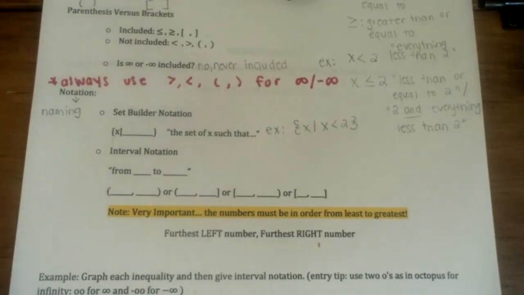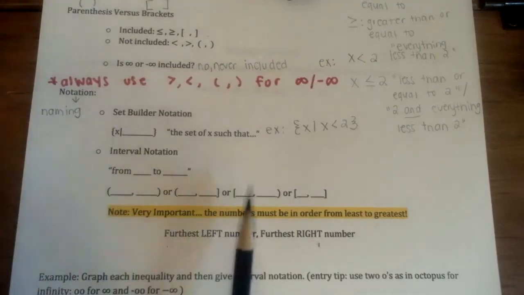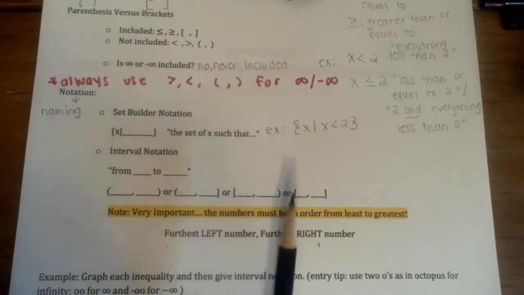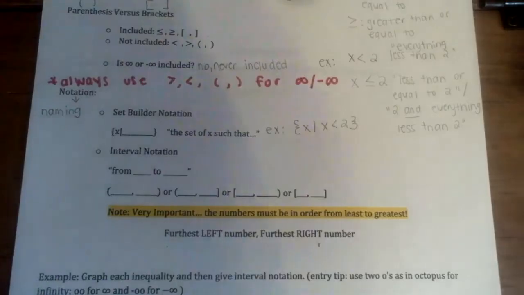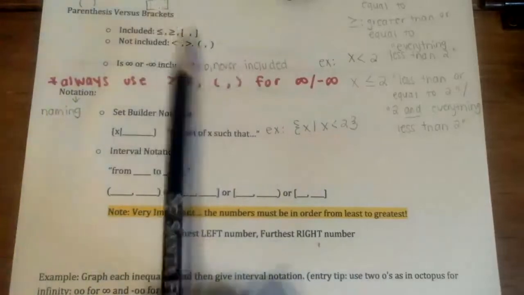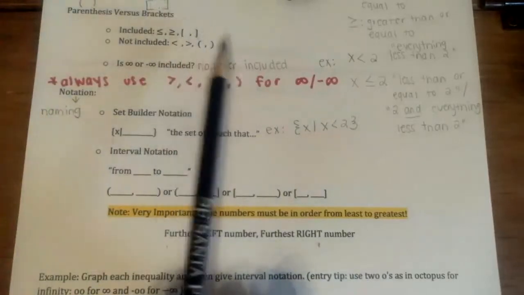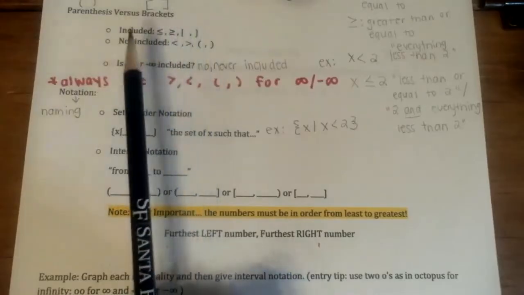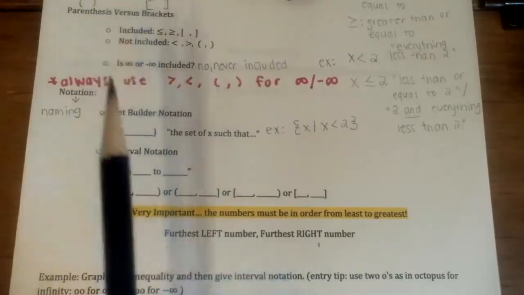For interval notation, this is the one that we use more. It's saying it's an interval, so an interval is from one number to another number. We're talking about our endpoints. For our endpoints, we can either use parentheses or brackets: both parentheses, one parenthesis and one bracket, or both square brackets. Notice parentheses means that our endpoint is not included, and square brackets means that our endpoint is included.